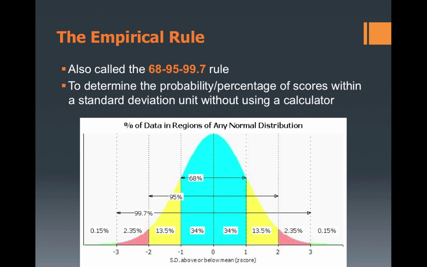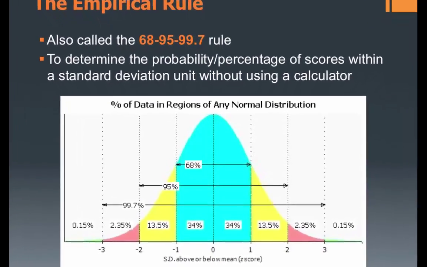And if we look at how many scores fall within plus or minus 3 standard deviations, that makes up almost all possible scores. It makes up 99.7% of all scores. So outside of plus or minus 3 standard deviations, we have about 0.3% of all scores that lie outside of 3 standard deviation units away from the mean. So the empirical rule is essentially 68, 95, 99.7, where these three numbers correspond to 1, 2, and 3 standard deviation units away from the mean.